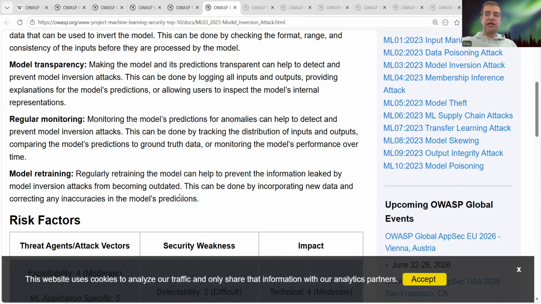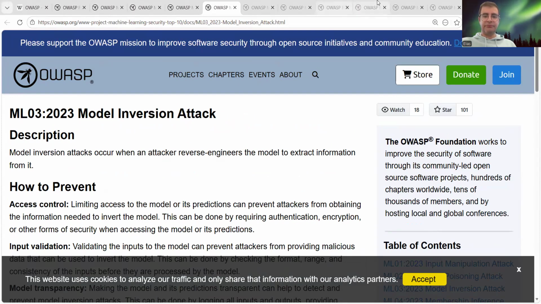Of course, you can use the system prompts too, but it is quite a challenging problem because system prompts can be bypassed by carefully crafted user prompts. So have that in mind. Okay.